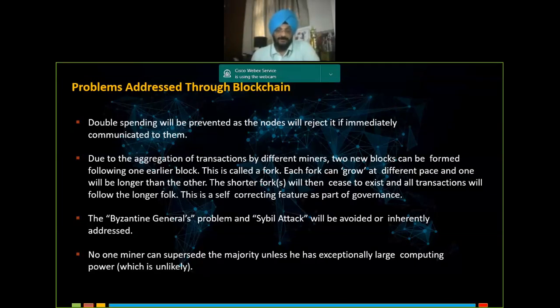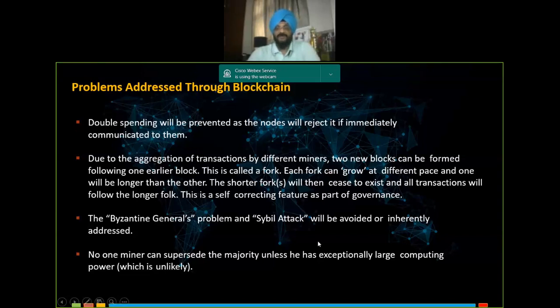These are the kinds of models which are there, and if you have read about forks, there were Bitcoin Cash and Bitcoin. They had a hard fork which happened a couple of years back, and they went in a different direction altogether. And the Byzantine general's problem, which I told you about, of two-thirds of nodes, means a simple attack can be avoided and inherently addressed. No one miner can supersede the majority unless he has exceptionally large computing power. So it's controlling against any cyber attack that way.